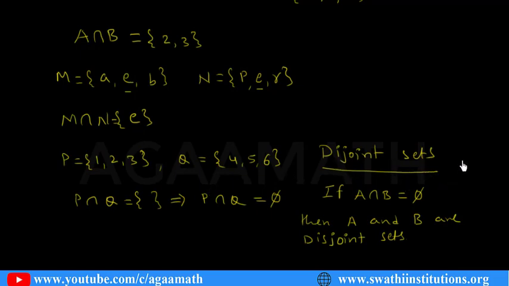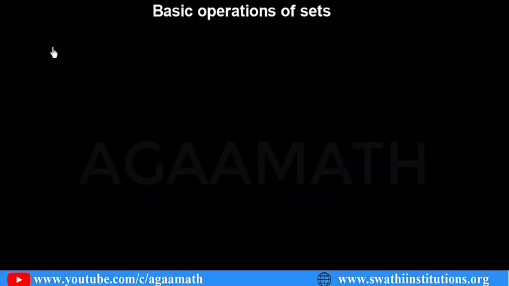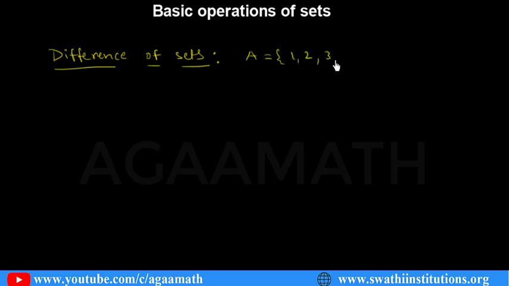And last, we have one more, which is the difference of sets. Let us see. What is the difference of sets? Let me take an easier example here, which will make you understand easily: A equals 1, 2, 3, 4, and B equals 3, 4, 5, 6.